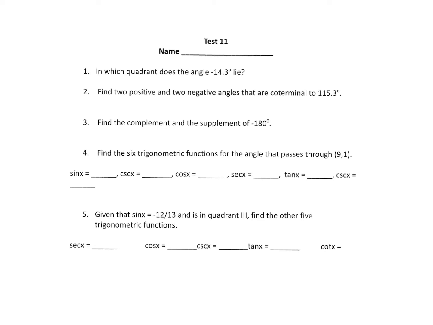All right, guys, let's knock out this test 11 review video. Number 1 says, what quadrant is negative 14.3? Remember, we go like this. Negative 14 is barely down here, so that's in quadrant 4.